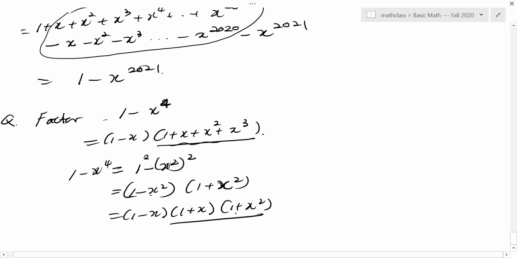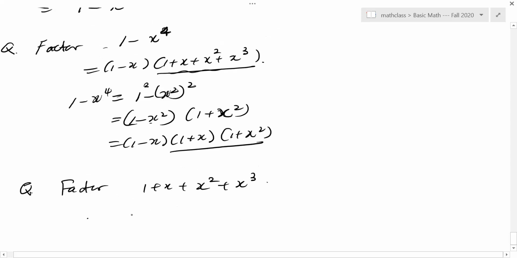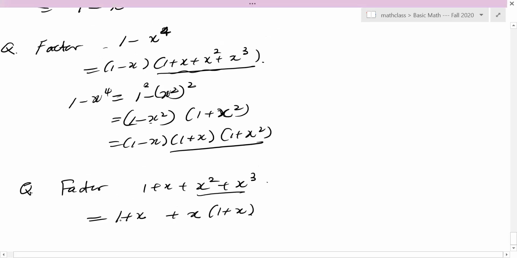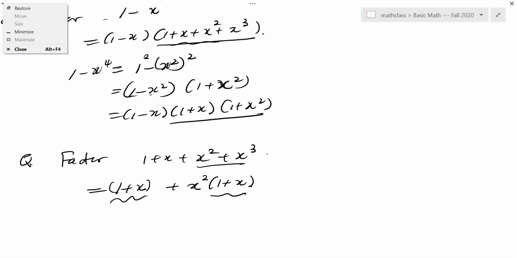But it's not obvious to see that. So let's look at it: can we factor 1 plus x plus x squared plus x cubed? And I know it's 1 plus x. How can I see that? So this is the magic. 1 plus x, and I take x out. So now you have a common factor. I take x out, then I get a common factor, 1 plus x.